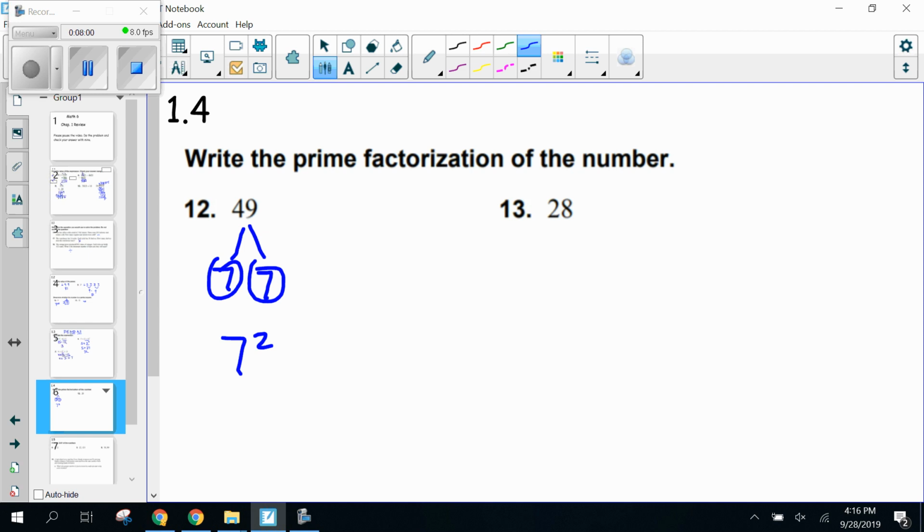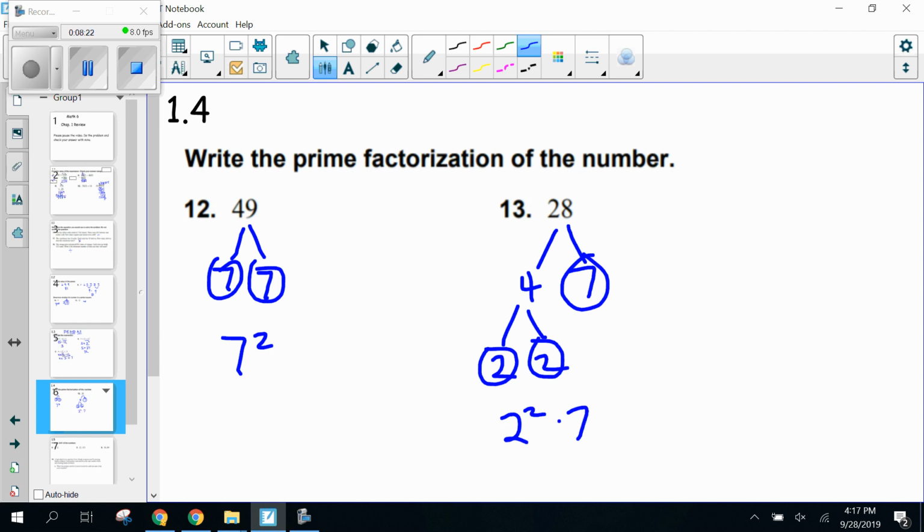Next is 28. I'm sorry, 28. Let's break that into 4 and 4 times 7. 7 is a prime number, so I'm circling it. 4 can be broken down further into 2 and 2. We did it. We got prime numbers. We finally have to write our answer. So we have two 2s, so that's 2 squared. And we multiply that by 7. And that's our final answer.